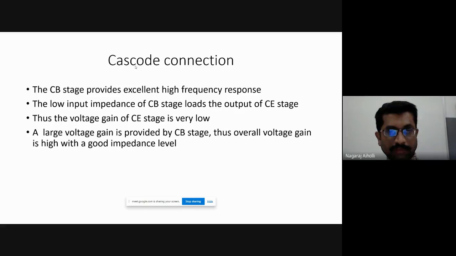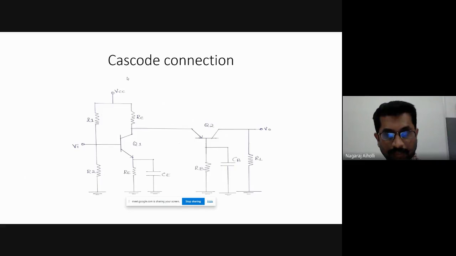The low input impedance of the common base stage loads the output of the common emitter stage. That's what I told. The common base stage input impedance is less, which acts as a load to the output of the common emitter stage.